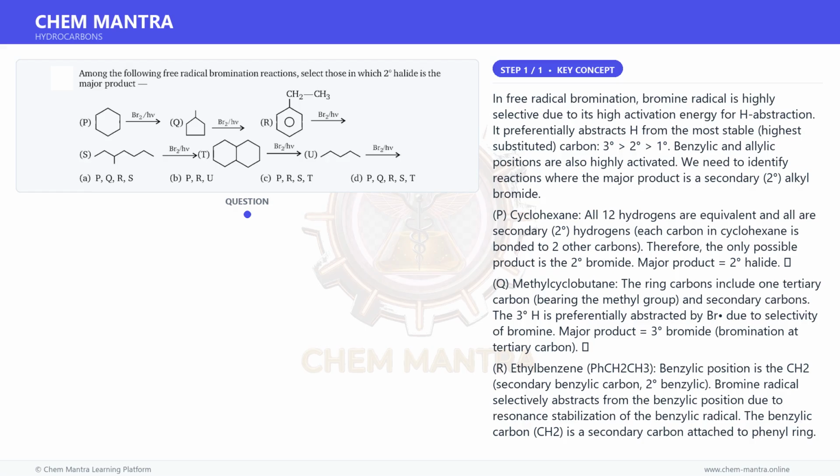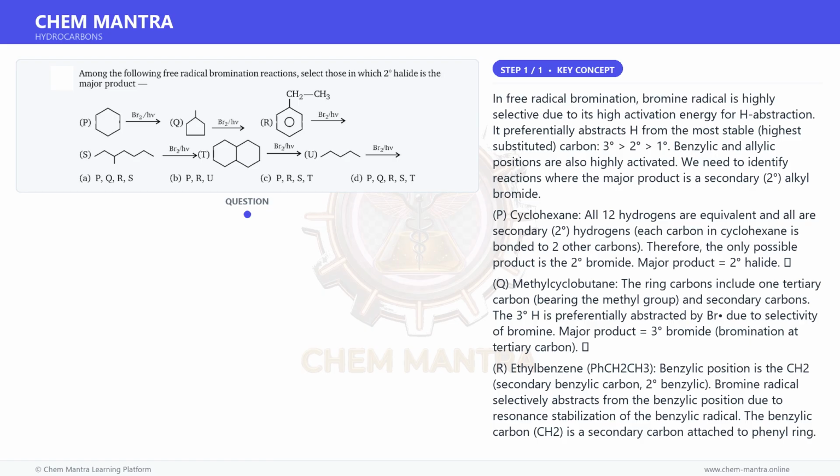In free radical bromination, bromine radical is highly selective due to its high activation energy for H abstraction. It preferentially abstracts H from the most stable, highest substituted carbon: 3 degrees greater than 2 degrees greater than 1 degree. Benzylic and allylic positions are also highly activated. We need to identify reactions where the major product is a secondary (2 degrees) alkyl bromide.